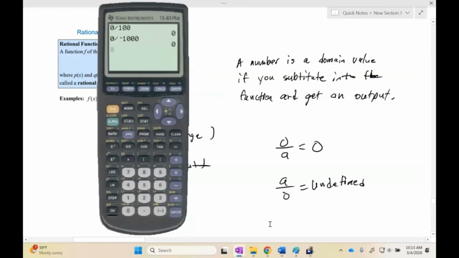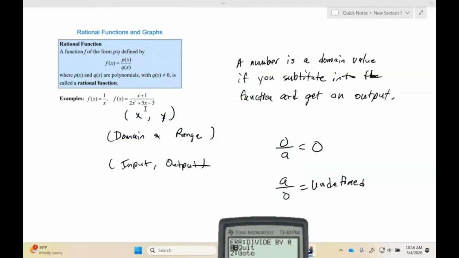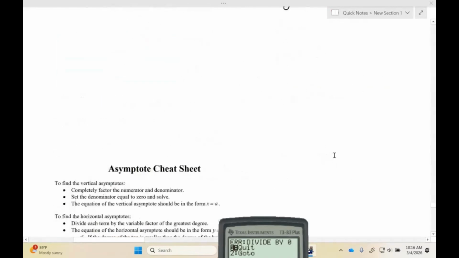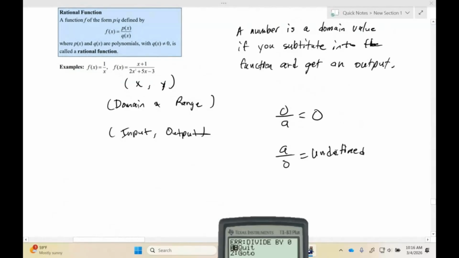All right. So if I were to put in, let's say 100 divided by 0, the calculator doesn't like that too much. It says an error, you can't divide by 0. So that means that if you're dealing with fractions, you want to stay away from numbers that make the denominator equal 0, right? Because if the denominator equals 0, then you can't really use that number as a domain value because it spits out something that's not a real number, that's undefined. Right. So just kind of hold that in the back of our minds.